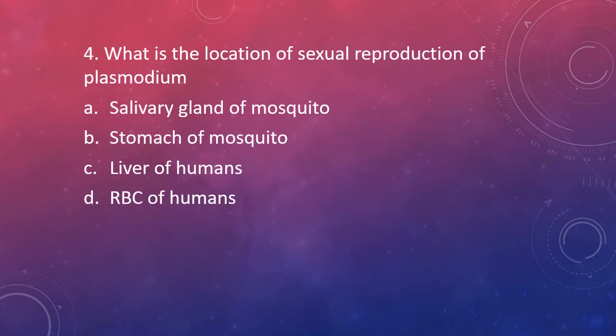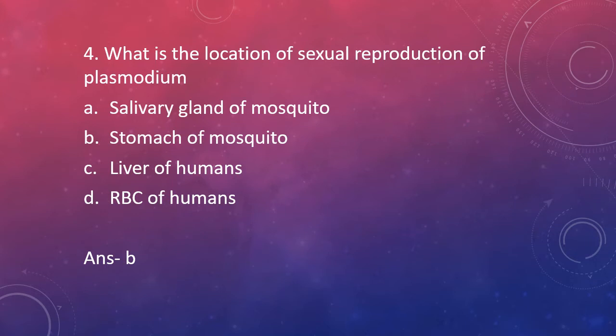Question 4. What is the location of sexual reproduction in plasmodium? Option A. Salivary gland of mosquito. Option B. Stomach of mosquito. Option C. Liver of humans. Option D. RBCs of humans. The correct answer is option B, that is stomach of mosquito. Now if you had paid attention to the previous question, I had almost revealed the answer over there only.